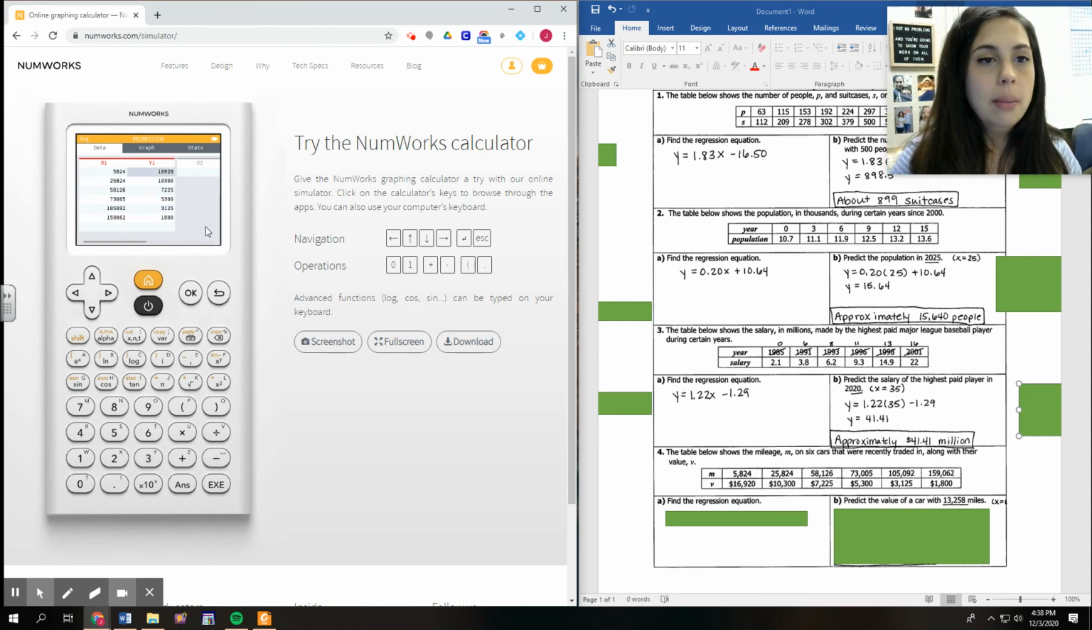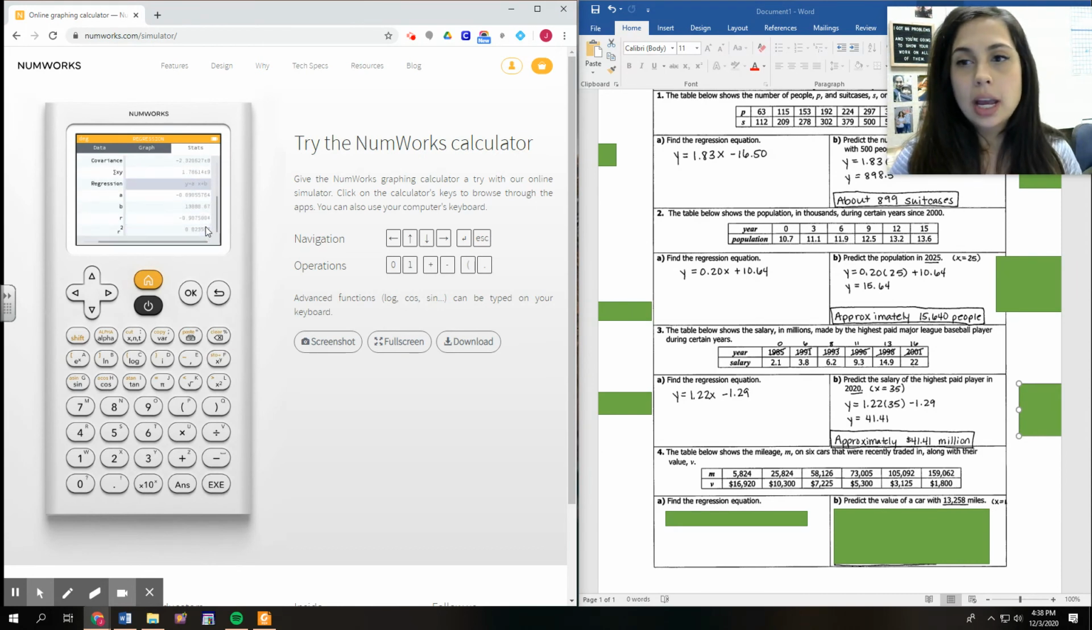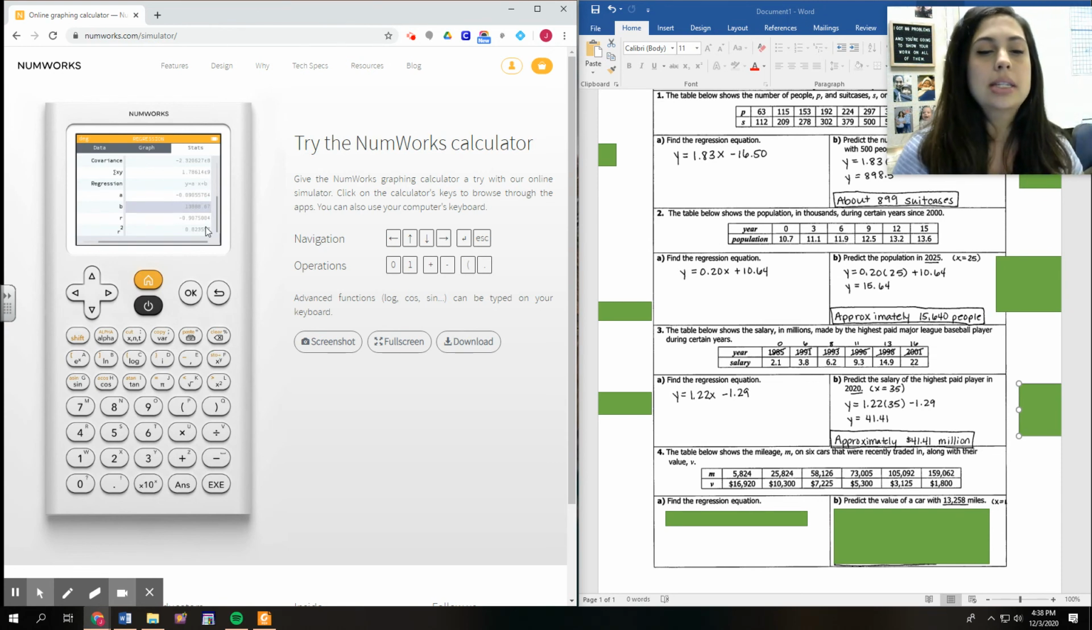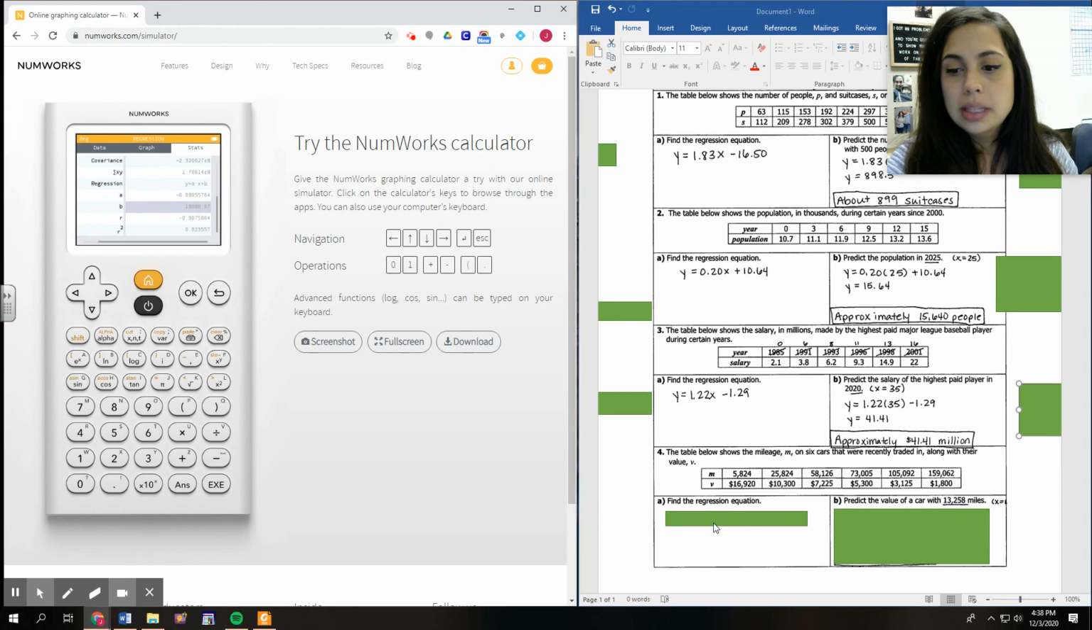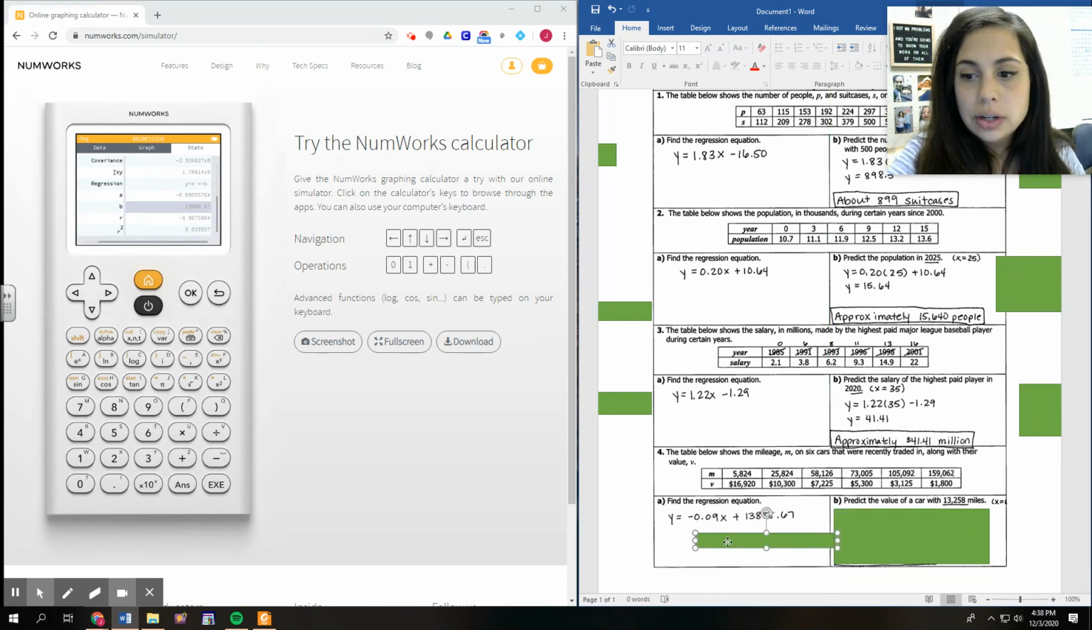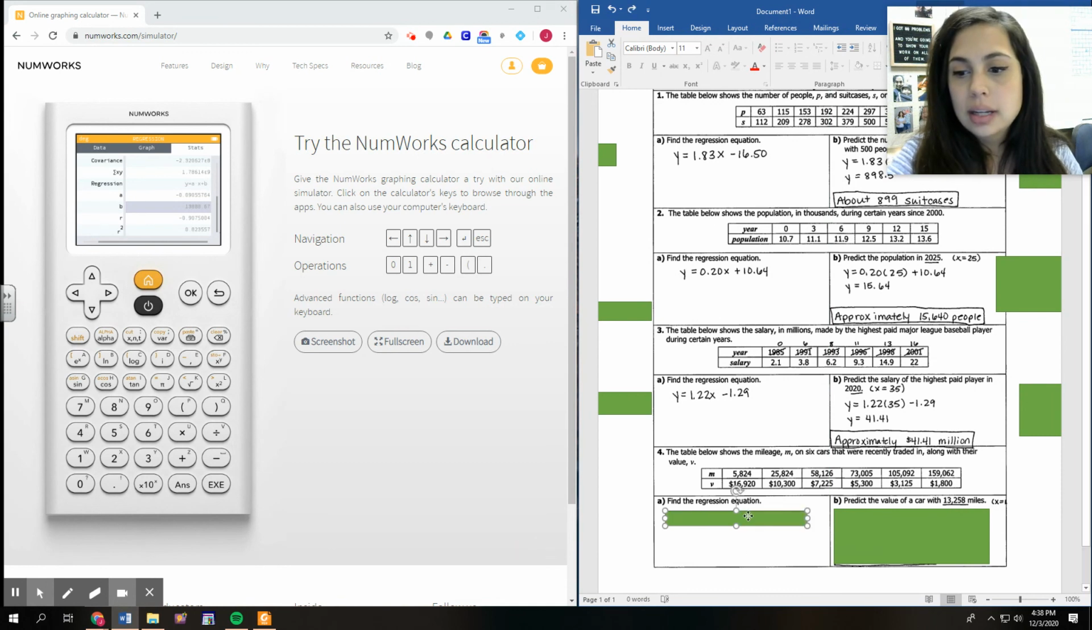So I'm going to go all the way up over to stats, hit enter, down to the regression. Okay, again, the regression is pretty much always going to give you this y equals ax plus b, and then it'll give you what a is and what b is. So a is negative 0.09, and b is 13,888.67. Okay, so our equation should be something like y is equal to negative 0.09x plus 13,888.67, and it's exactly the same.